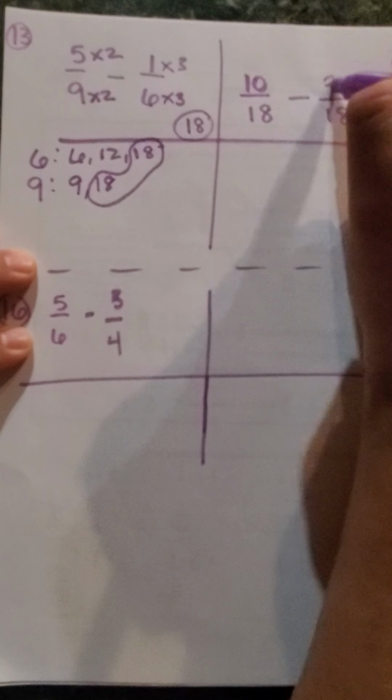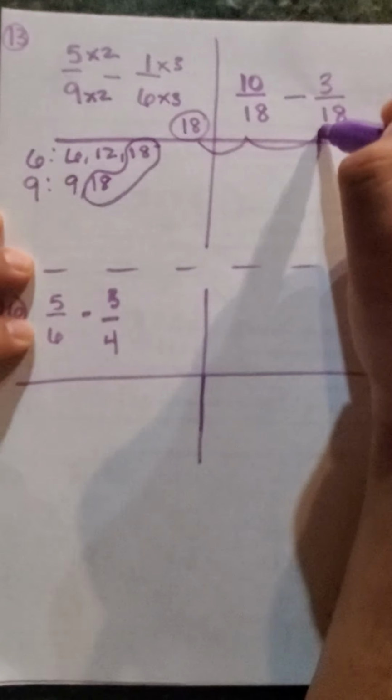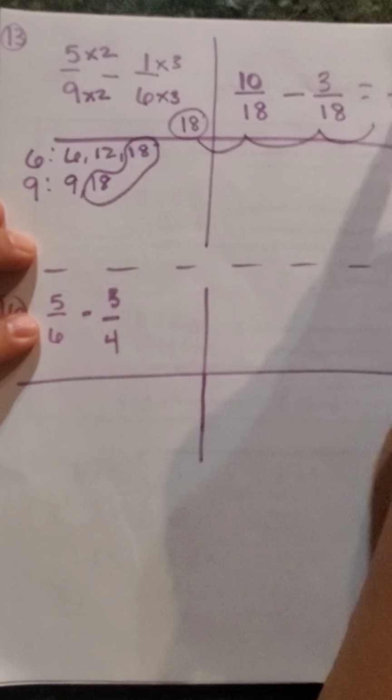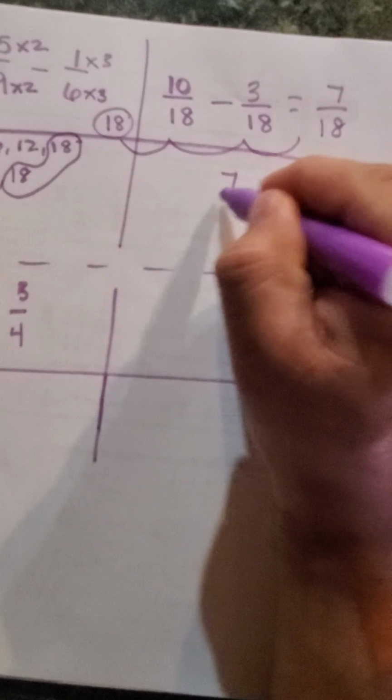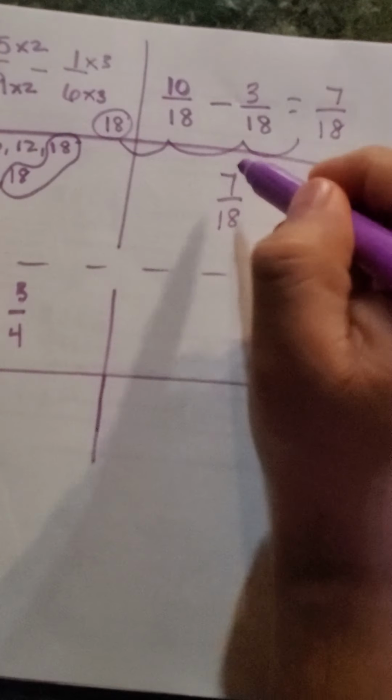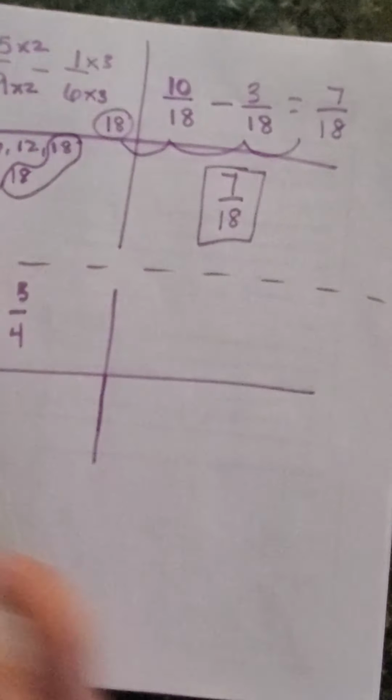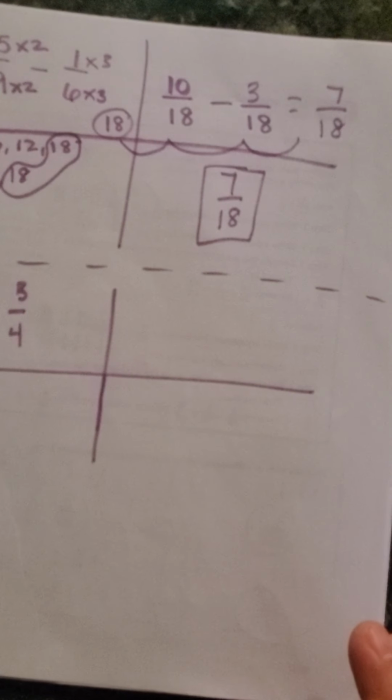1 times 3 is 3. We're going to stay consistent. Keep our denominator the same the whole way through. And then we're just going to subtract the top. 10 minus 3 is 7. Is this simplified? Yes, it is. Why? 7 is a prime number. 7 cannot go into 18. So the answer to number 13 is 7/18.